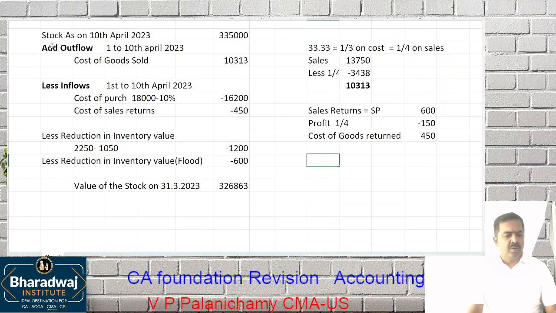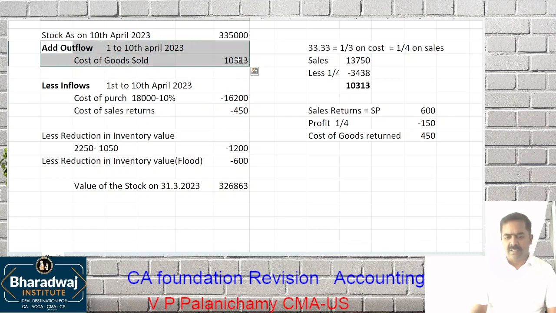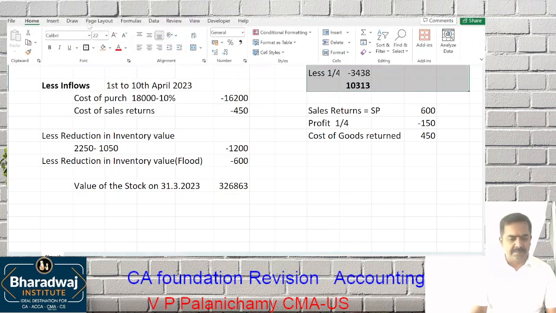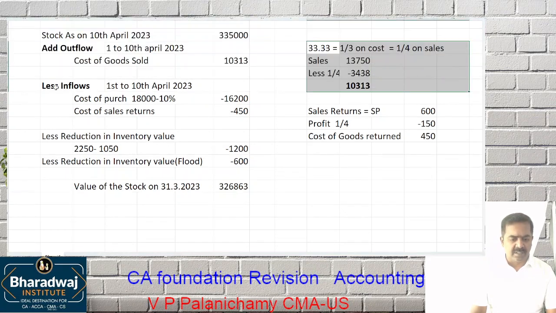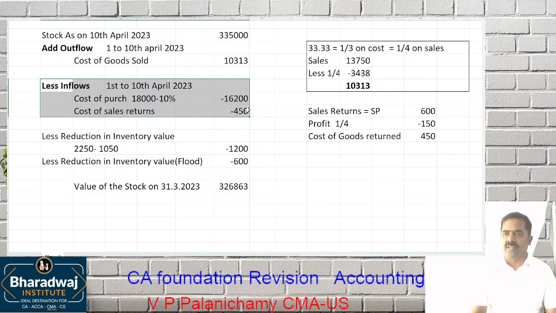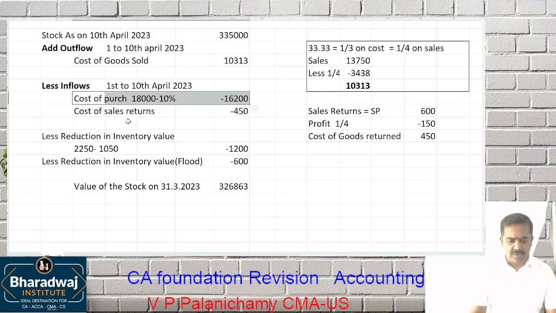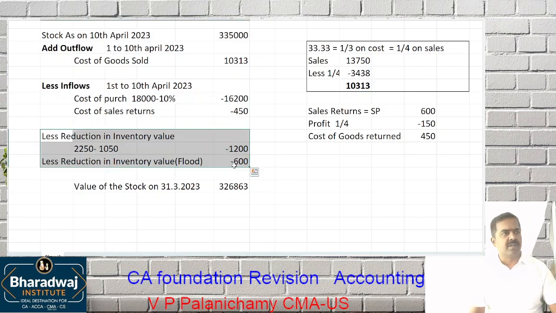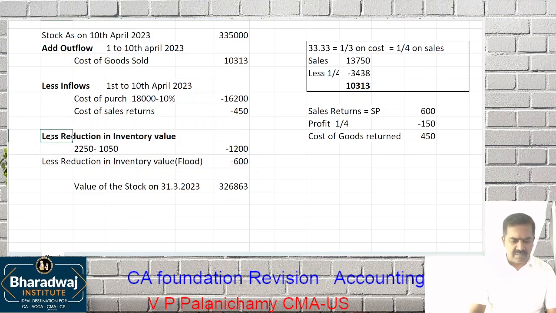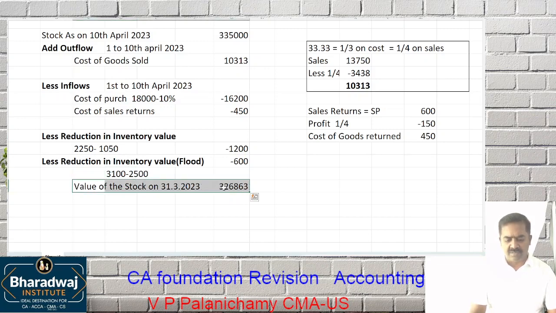I repeat. Why are we adding outflow? We are going forward working or reverse working. Cost of goods sold out நீங்க add பண்ணுங்க. Inflows minus பண்ணுங்க. This belongs to next period, அதனால eliminate பண்ணுங்க. The cost of goods purchased and cost of sales returns eliminate பண்ணுங்க. இது common. Let it be forward or reverse. Okay, reduction in inventory value we will provide. Reduction in inventory value which is affected by flood, 3100 minus 2500, we will adjust so that we will get the value of stock.